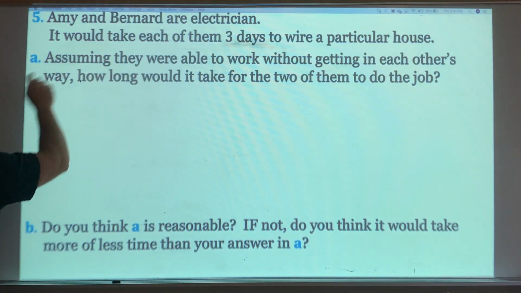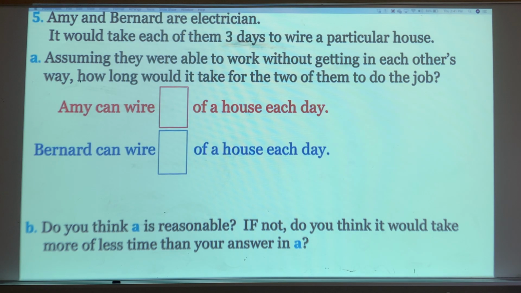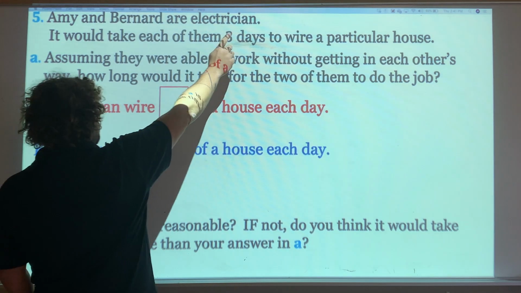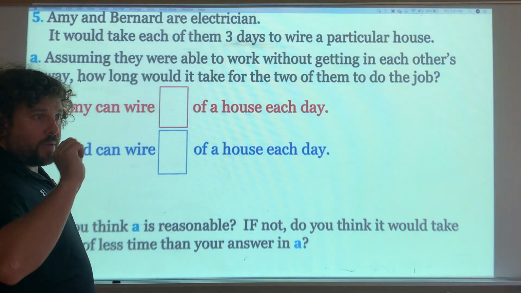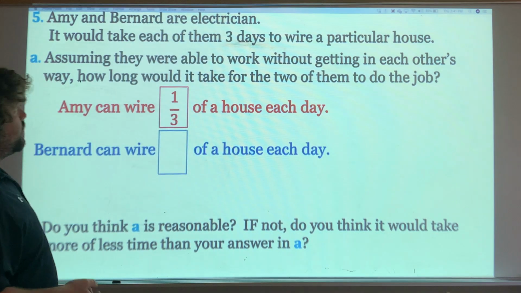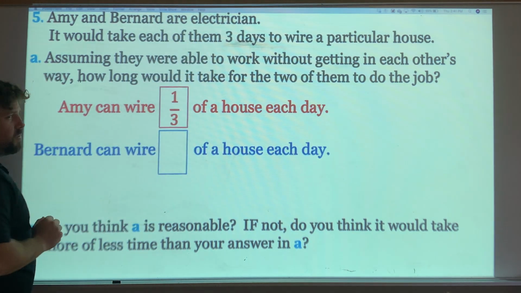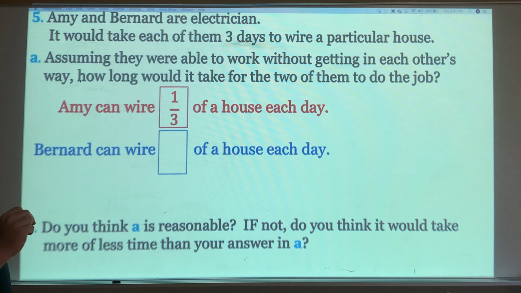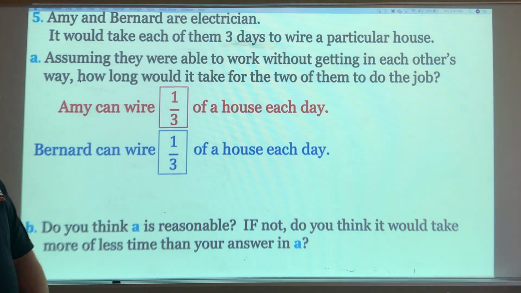So, we're working together, right? Amy can wire how much of the house each day? Well, it takes her 3 days. So how much of one house could she do in 1 day? Reciprocate 3, 1/3. All right, Bernard, you can also do it in 3 days. So how much of a house can you do in a day? Reciprocal of 3, which is 1/3.